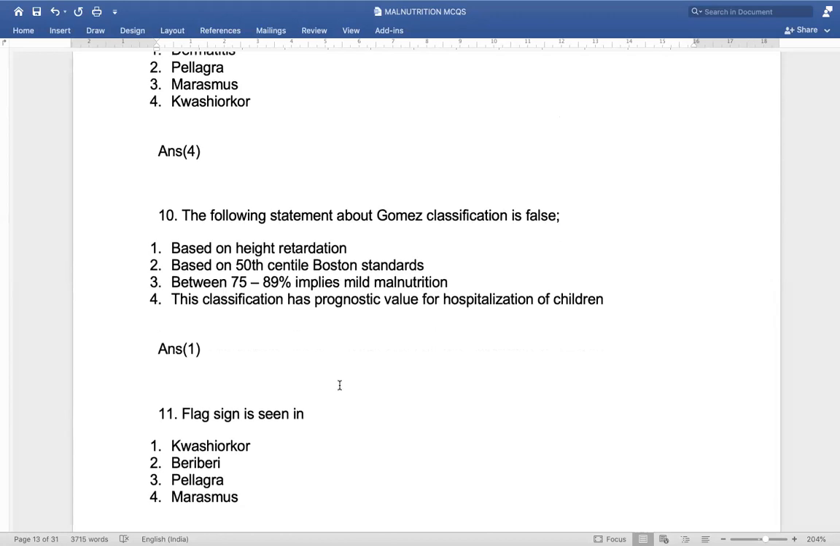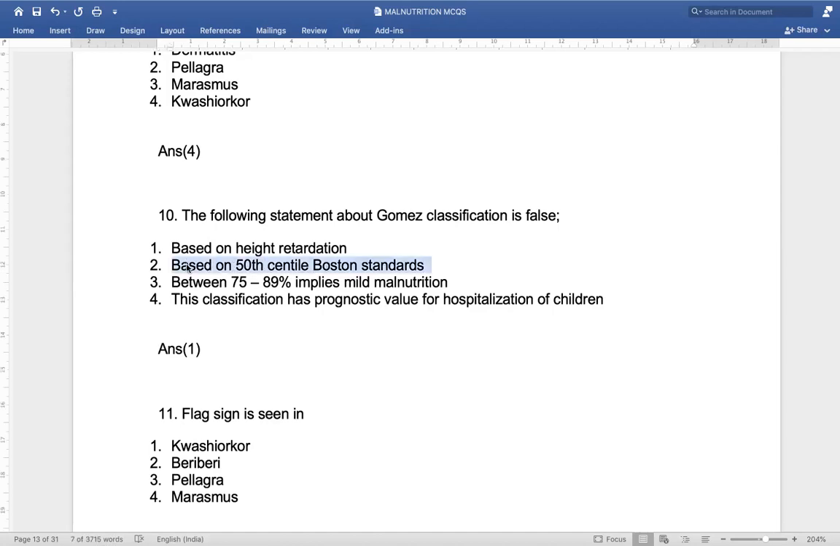So Gomez classification, which is very old, cannot be asked. It's not a very standard question to be asked. So what we should know is what is Gomez classification. What is false about Gomez classification? It is based on hospital admitted children. You should know that it is Boston children.